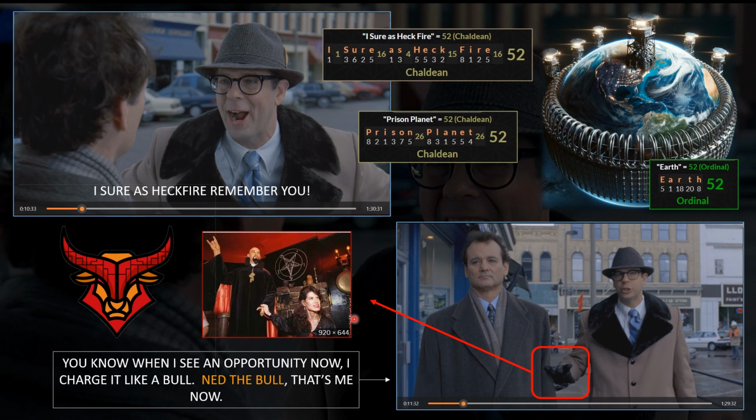And then when Phil decides he's had enough of Ned and tries to walk away from him, Ned chases him, saying, "You know, when I see an opportunity now, I charge it like a bull. Ned the bull, that's me now." And you can see there, as he's saying those words, he's giving us the devil horn hand signs, which we see here from Anton LaVey in the Church of Satan, famously did all the time. And here's a bull symbol with the long horns.